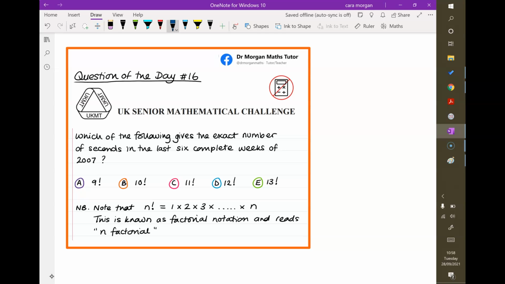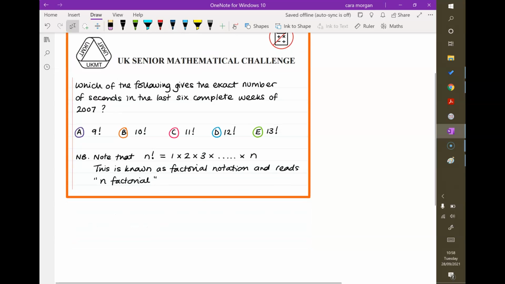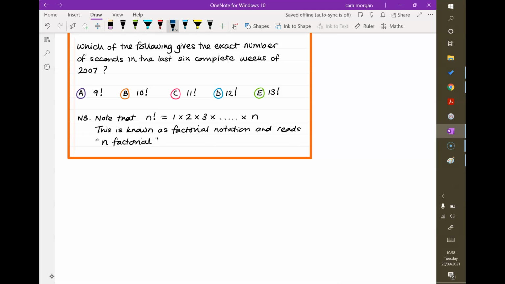Just to summarise there, if you had 3 factorial, for example, 3 exclamation mark, that would mean 1 multiplied by 2 multiplied by 3. I prefer to say 3 times 2 times 1. So if I had 4 factorial, it would be 4 times 3 times 2 times 1, etc. So anyway, I've got to find 6 weeks in seconds.